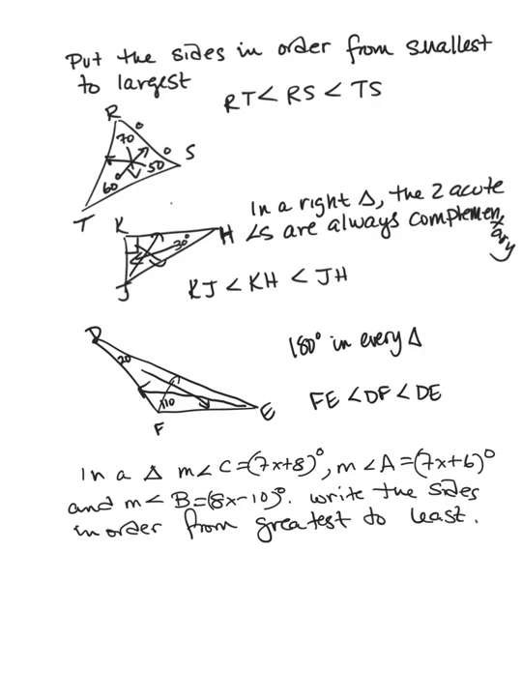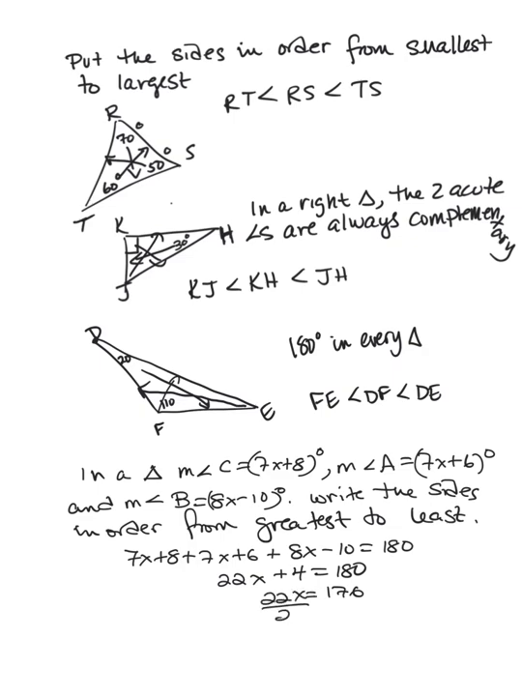So now I just made the problem a lot more difficult because you need to find x first. So there's 180 degrees in a triangle, so we're going to add all these angles up to 180. So we get 22x, and then plus 4 equals 180. Subtract the 4, and then divide by 22. Okay, so you get x is 8, right?